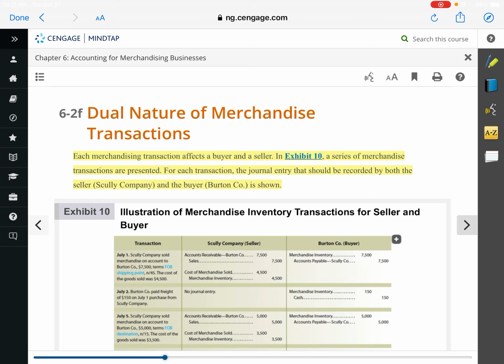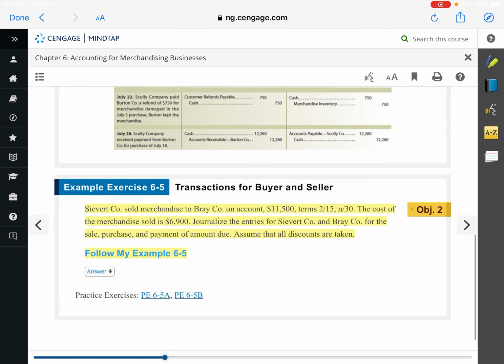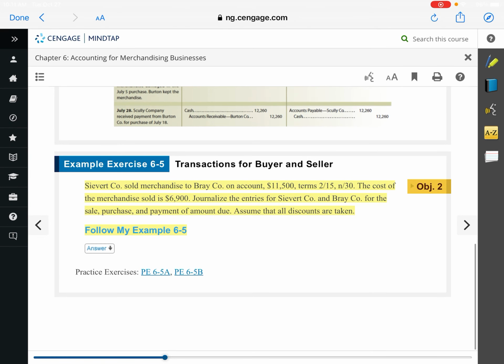But this Exhibit 10, I would say, please go back and review this, because it's going to tell you from the sale to the freight to the payment, all of those things, it's going to show you what the seller records and what the buyer records. So let's walk through one ourselves, okay? If you scroll down to the bottom, example 6.5. So let's take a minute and look at this, and then we'll walk through it.